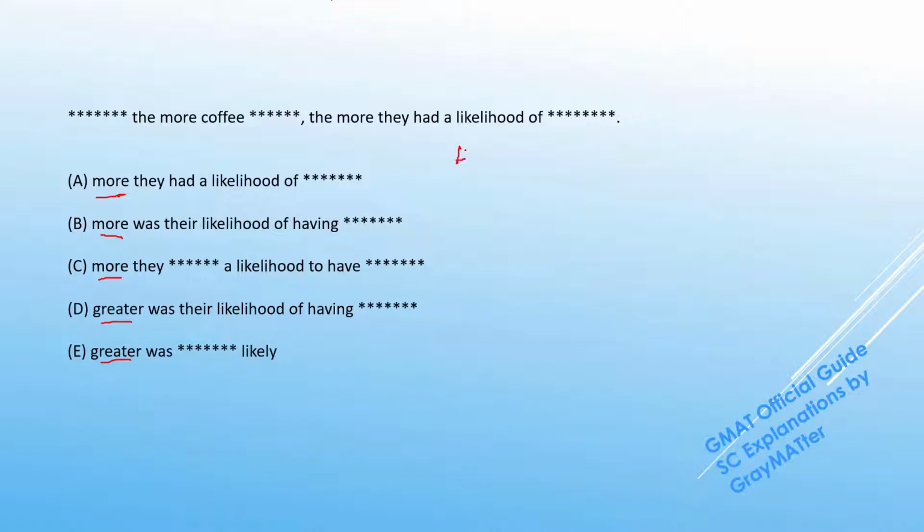Because I can write, he has more money than John. Money is an uncountable noun. That means you can't count money as one money, two monies, three monies, right? So I can use "more" here. He has more money than John.